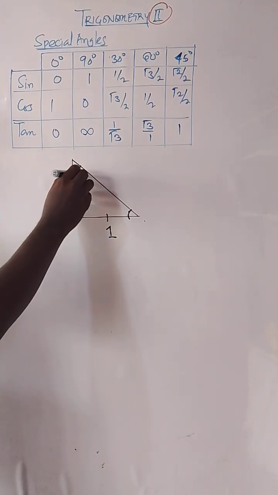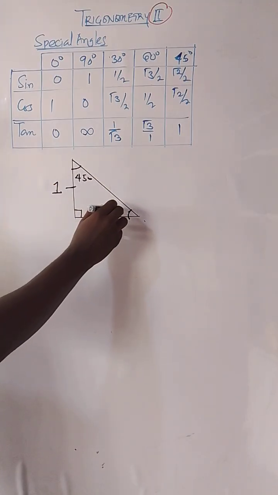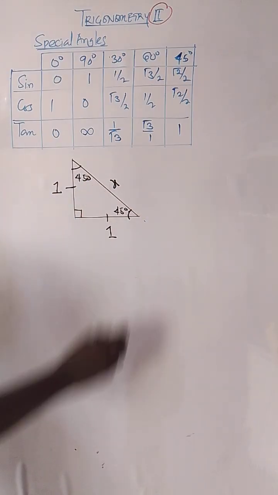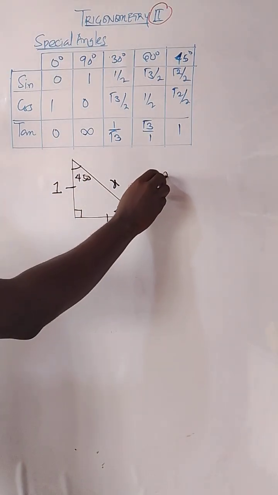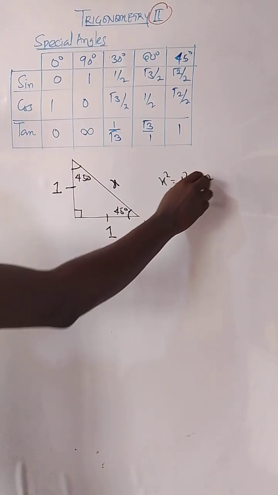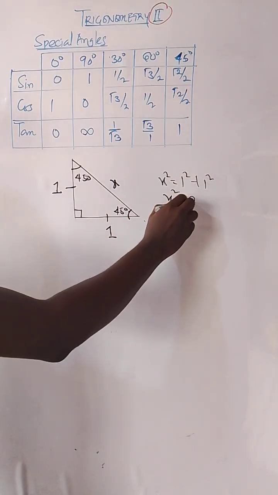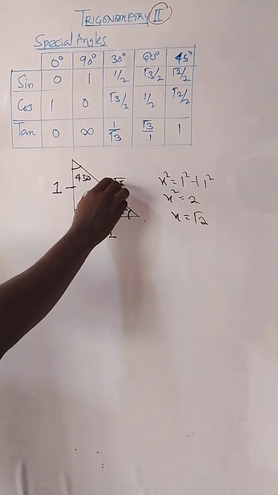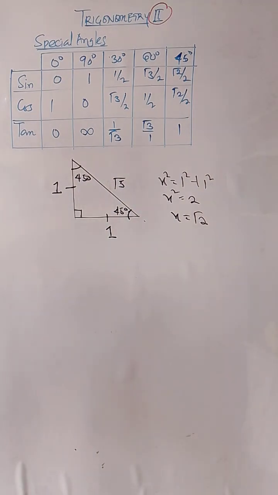These angles are 45 degrees each. So if these sides are equal to 1, let's call this side x. x is the hypotenuse, so x squared equals 1 squared plus 1 squared. x squared equals 1 plus 1, which is 2. Then x equals root 2. So we can replace x with root 2. From here we can get sine 45, cos 45, and tan 45.